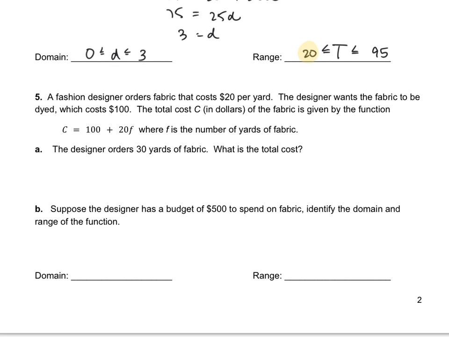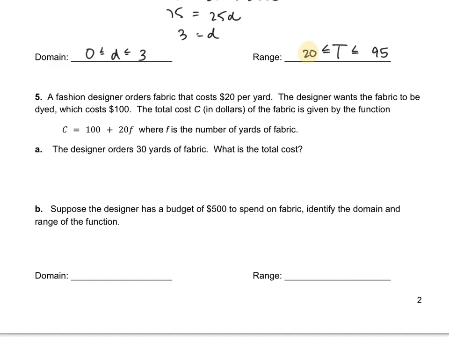Here I've got a fashion designer that's ordering fabric that costs $20 per yard. So that's my 20F in my function. And they also want to dye the fabric, which costs $100. So C equals 100 plus 20F. C is my cost, and F is the number of yards.